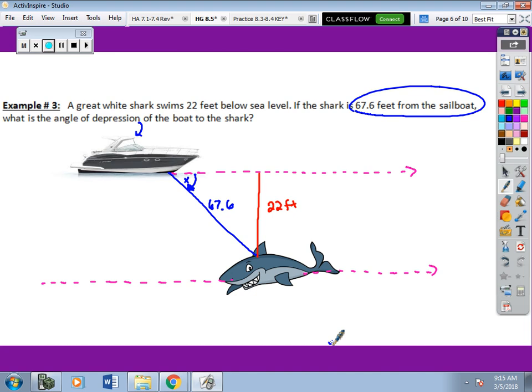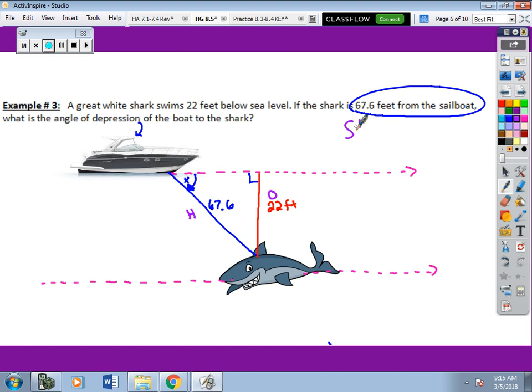What trig function should we be using this time? Put it on a right angle. What do we think? Sine, cosine, or tangent? Mira? Sine. So we have our opposite, and we have our hypotenuse.